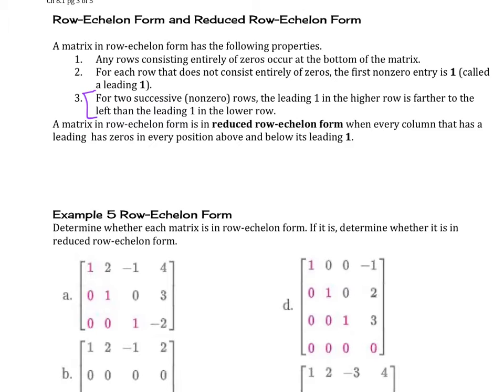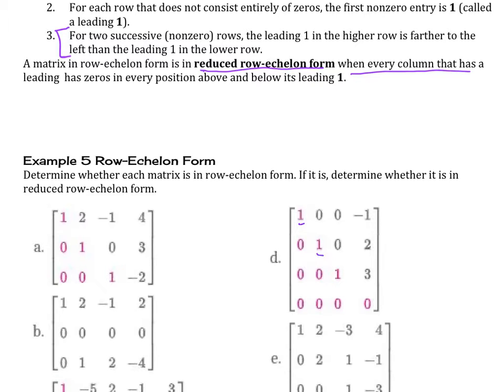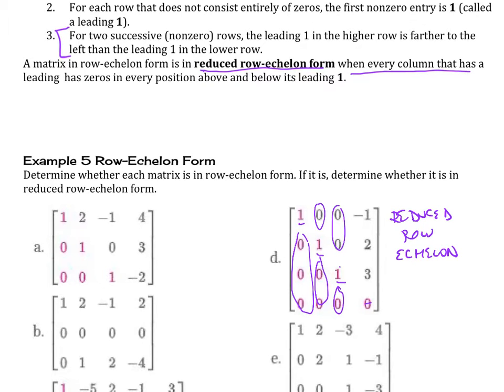Then a matrix in row echelon form is in reduced row echelon form when every column that has a leading 1 has zeros in every position above and below its leading 1. So an example of this is, let's look at D. Every leading 1 here has zeros below it in that column, and in this case, above. So this one, letter D, is in reduced row echelon form. It's important to notice the difference because I will be asking for this form, reduced row echelon form.